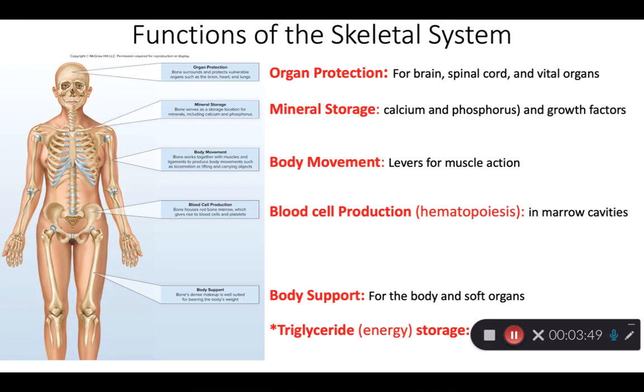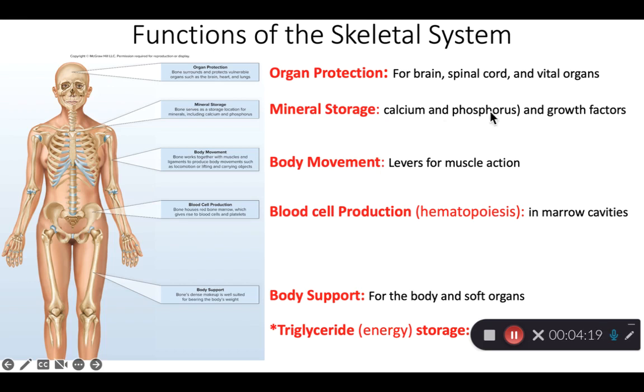All right, just as an introduction, basic functions of the skeletal system is to protect organs. We have a number of bones that protect our brain. Our vertebral column protects our spinal cord. We've got ribs, sternum that protect organs in our thoracic cavity. So they protect organs.